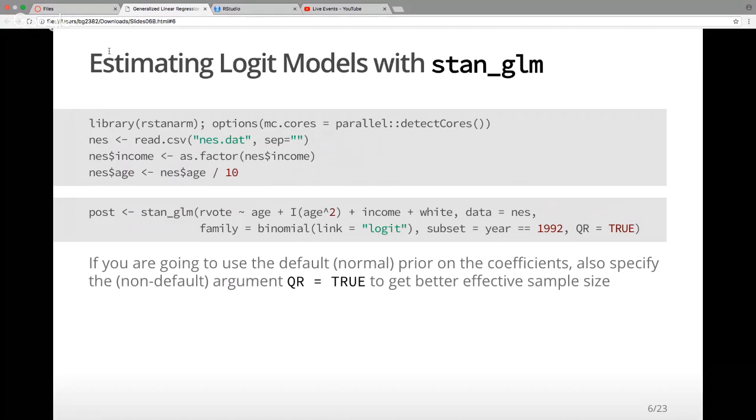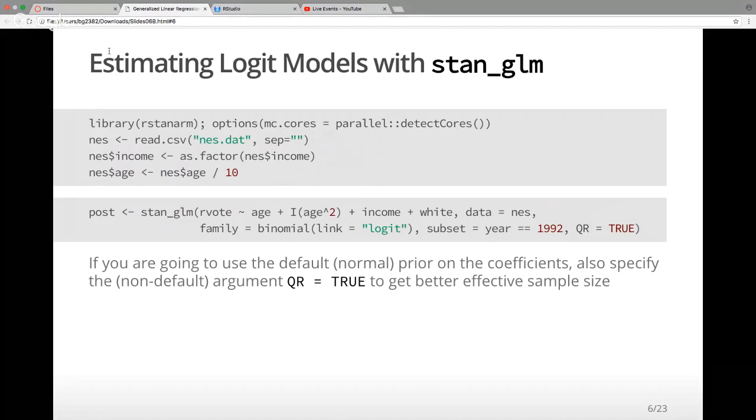We specify the name of the data set, which is NES. To specify a logit model, we do family equal binomial, link equal logit. Link equal logit is actually the default, so you don't have to specify it, but it's good to be explicit because there are other link functions supported for binomial models. I'm going to restrict this to the subset year 1992. The National Election Study has been going on every 2 years or every 4 years for an extremely long time. For those of you who are not in political science, it's one of the very basic data sets in American politics. And lastly, I specify QR equal true.